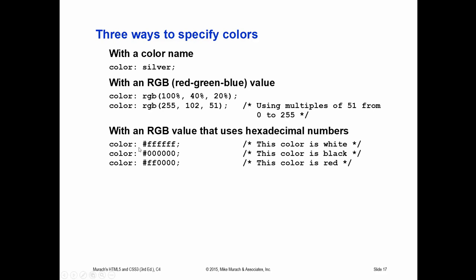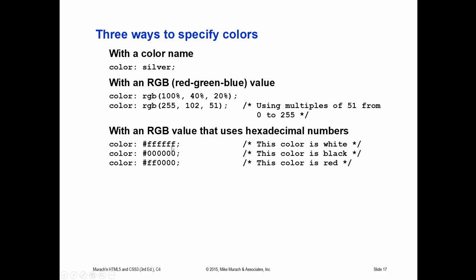You can also use RGB, but with what are called hexadecimal or base 16 values. FF is the first one. These two Fs are the green. These two Fs are the blue. So this would be white because that's total red, total green, total blue.